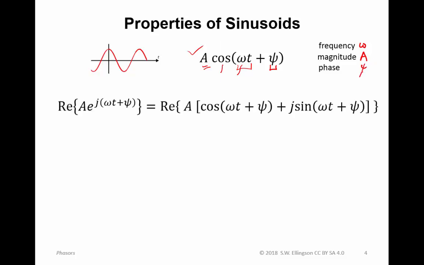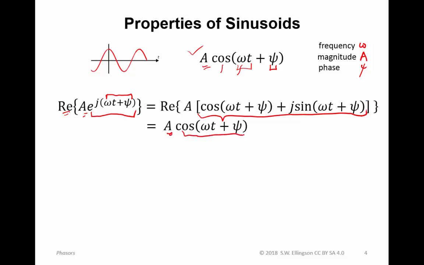So now let's apply Euler's formula to this idea. I'm going to take the real part of A times this quantity, where you'll see that this is the argument of the cosine function. When I apply Euler's formula, I get the same thing, but now I've replaced that complex exponential with the result from Euler's formula. And when I take the real part, I get A cosine of omega t plus psi. In other words, this thing is the same as this thing.